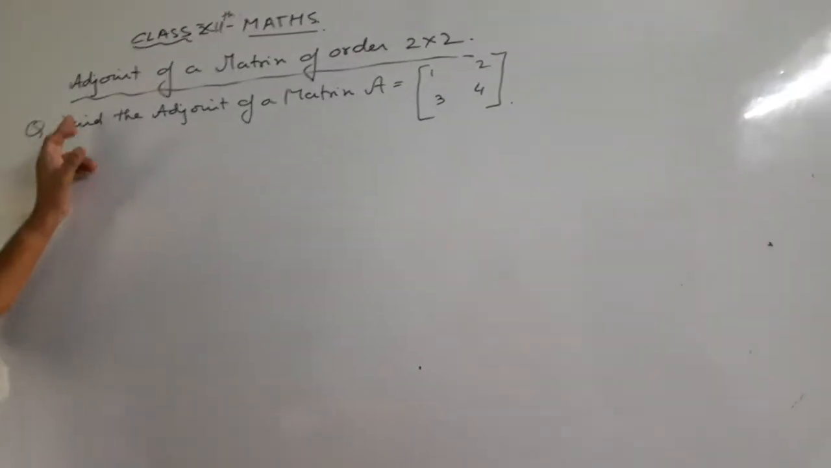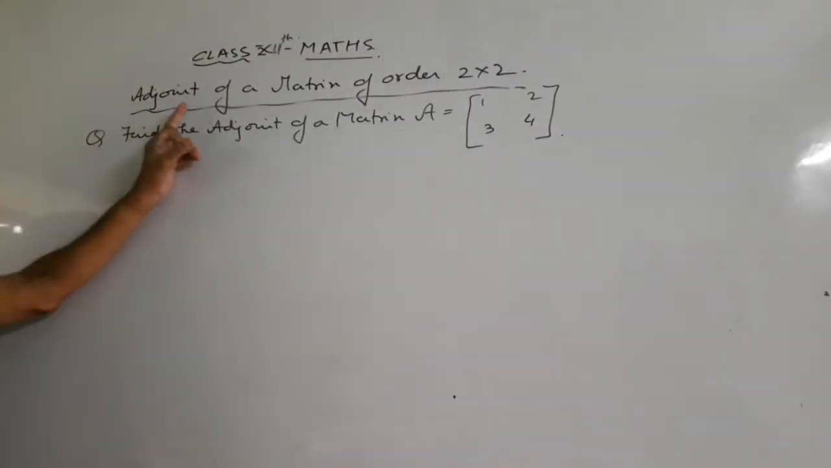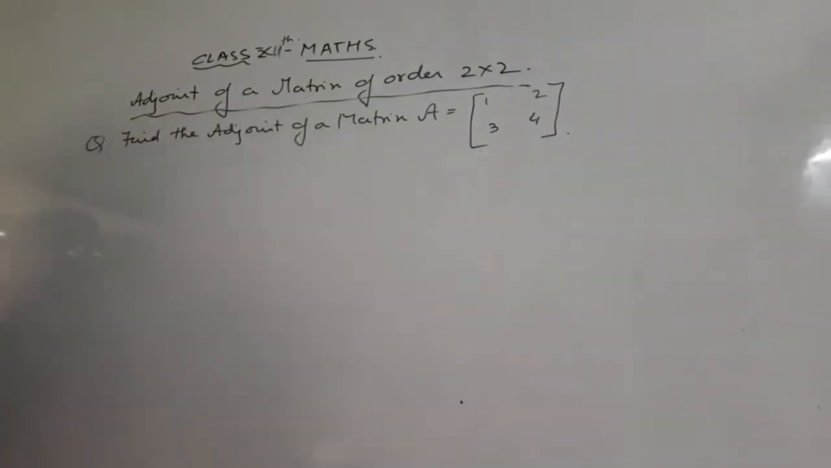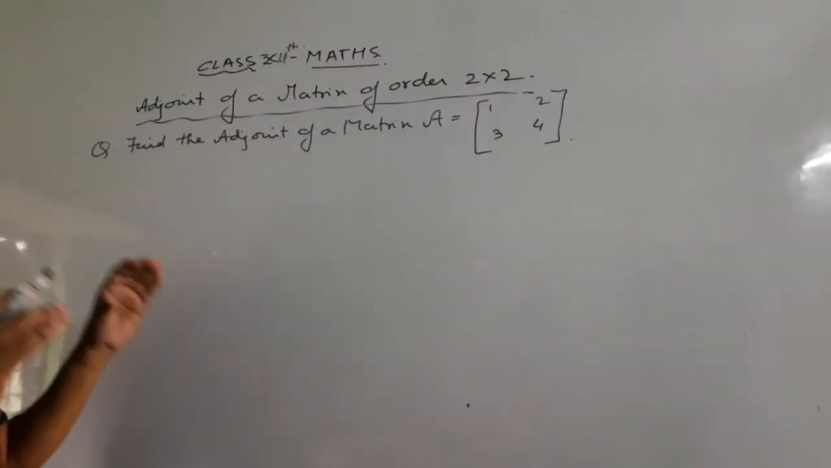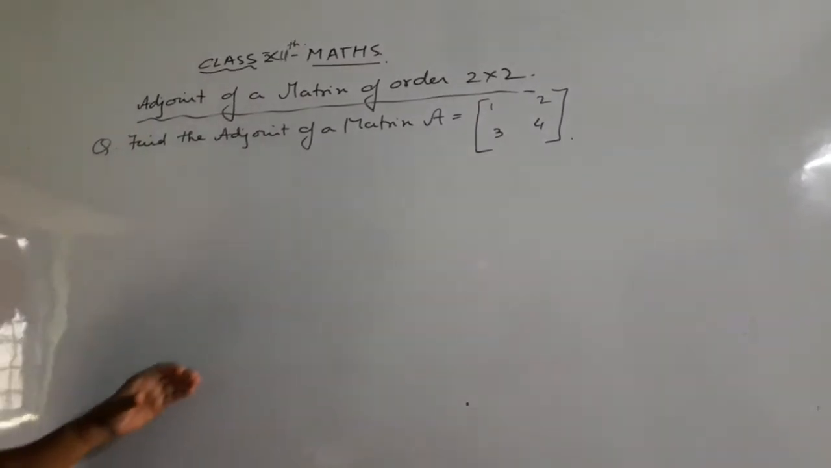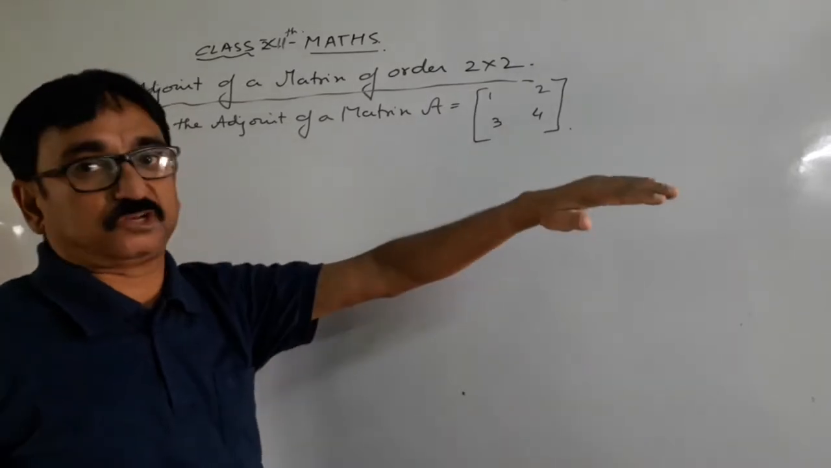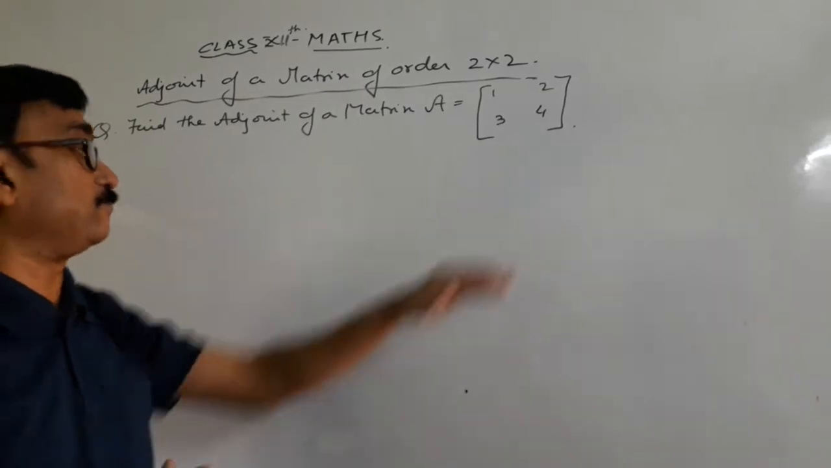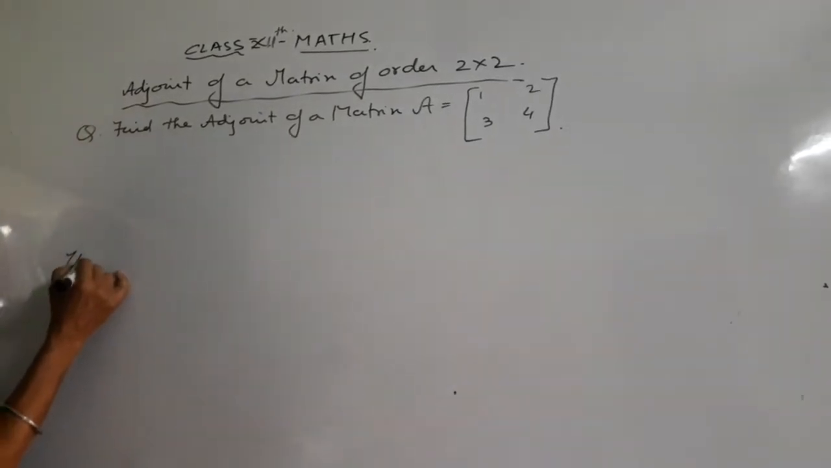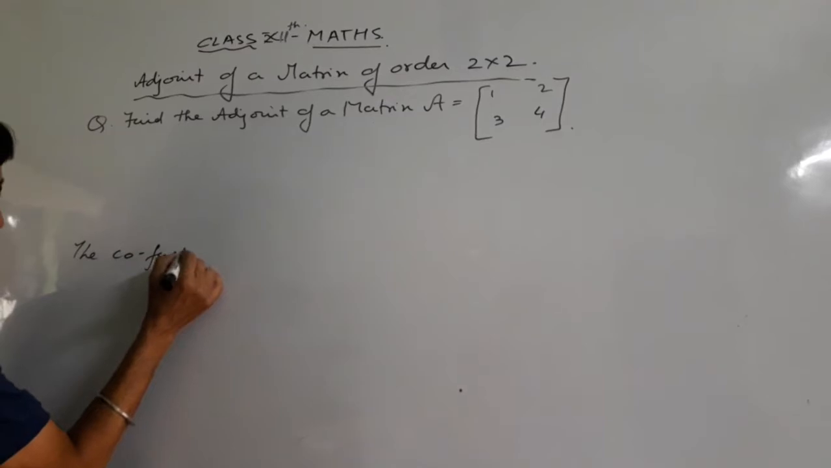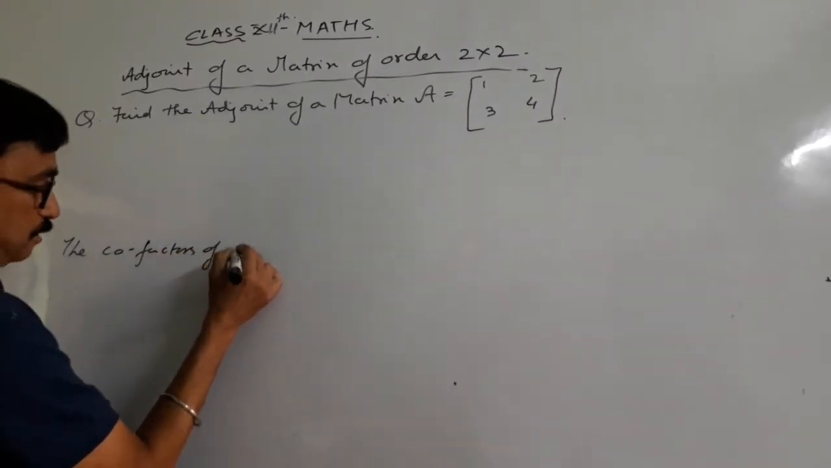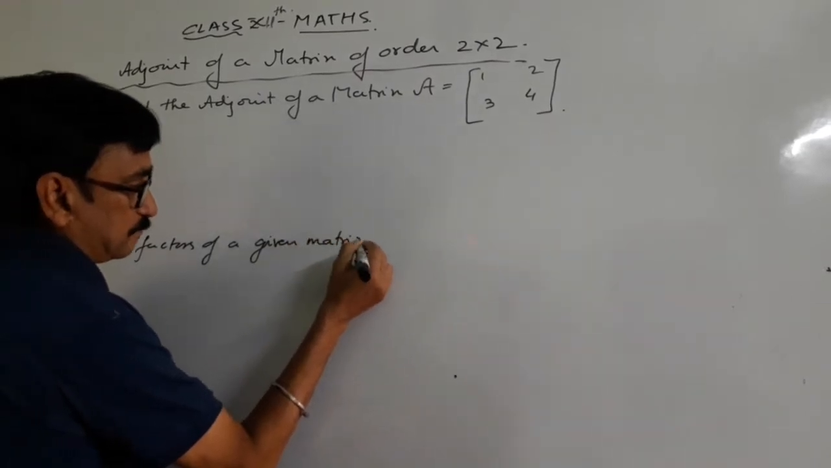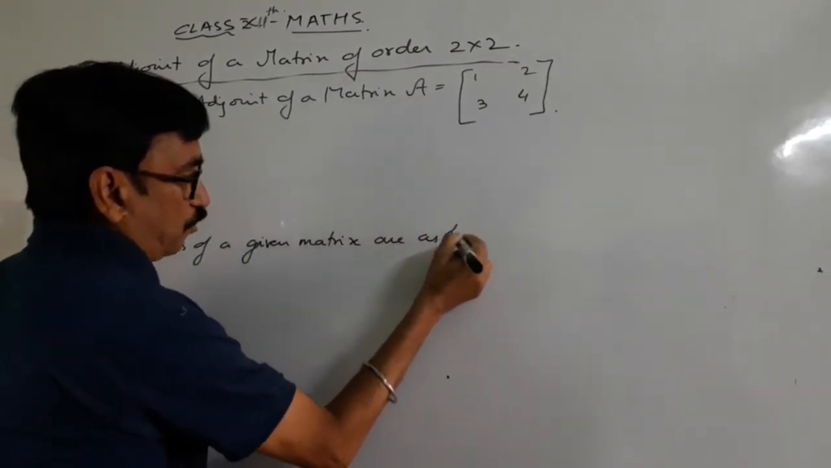Now for class 12, adjoint of a matrix of order 2 by 2. Yesterday we found the cofactors of the matrix. In a similar fashion, we have to first calculate the cofactors of the given matrix. The cofactors of the given matrix are as follows.